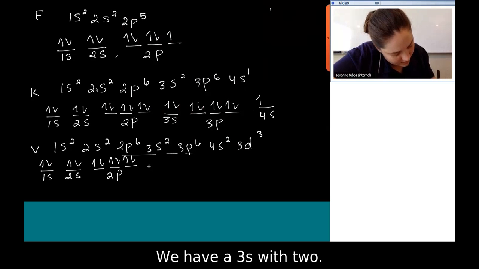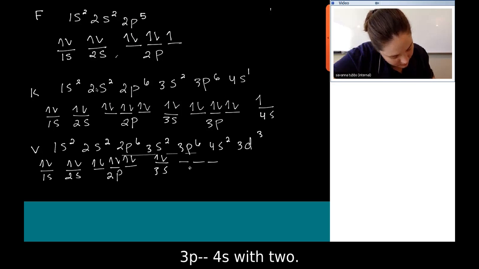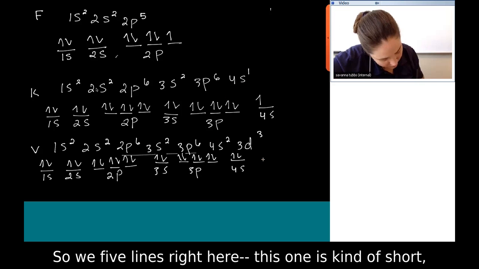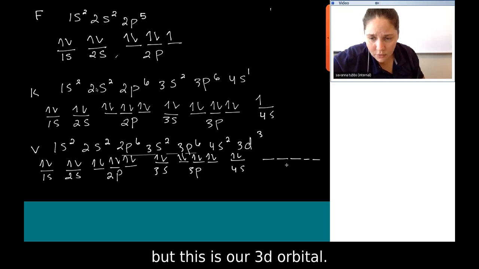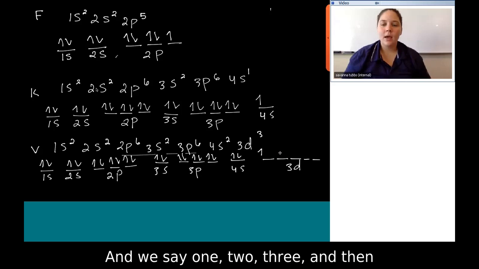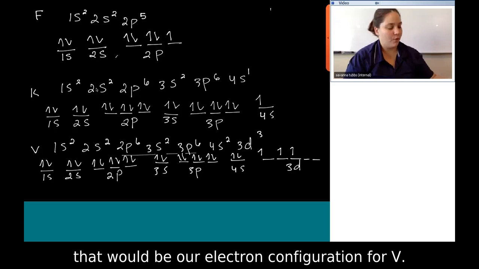We have a 3s with 2, 3p, 4s with 2, and then it'll be a little cramped up right here, but remember a D has 5. So we have 5 lines right here. This one's kind of short, but this is our 3D orbital, and we say 1, 2, 3. And then that would be our electron configuration for V.